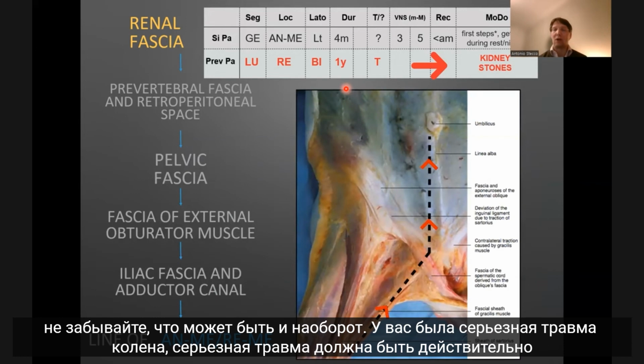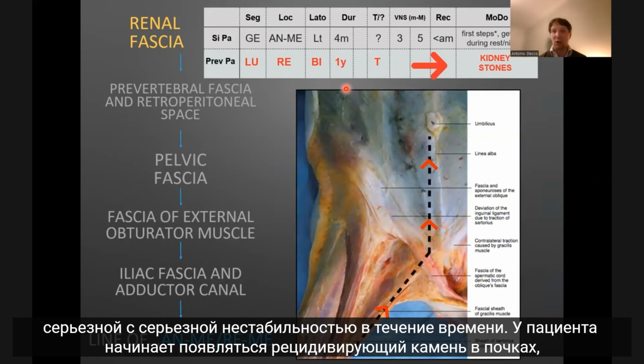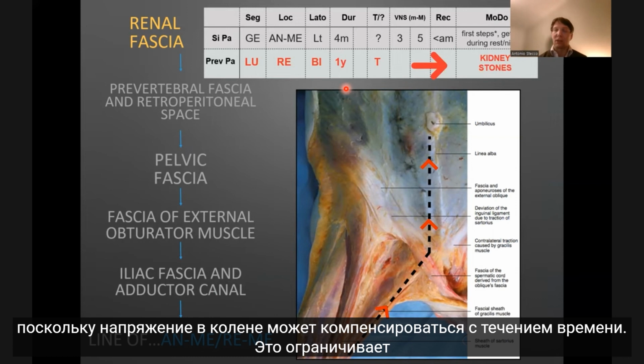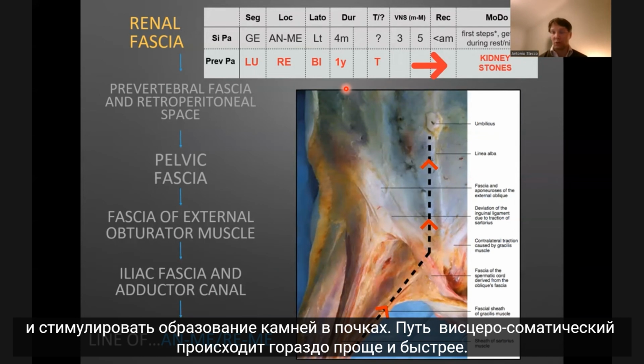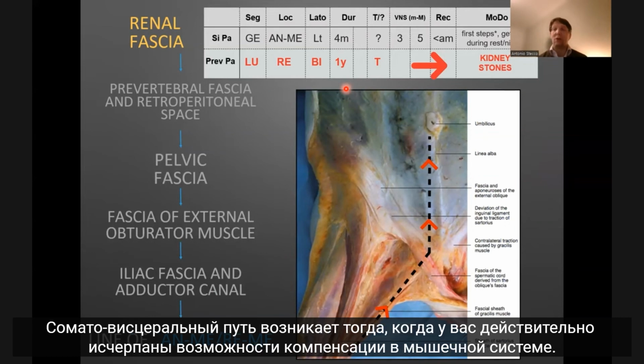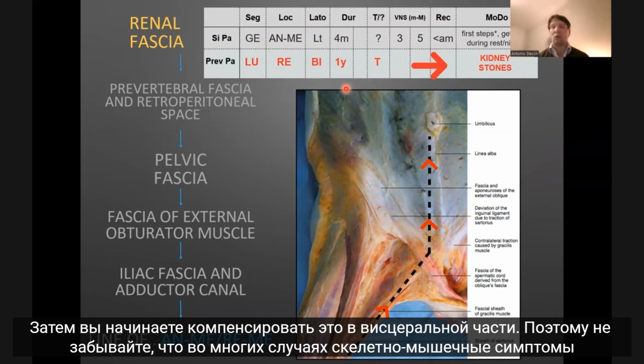You had a major trauma in the knee, really major, with a major instability, and over time the patient starts to have recurrent kidney stones. Because the tension from the knee can compensate over time above, it limits the mobility of the kidney, so the sand can be retained in the kidney and stimulate the production of kidney stones. So the viscerosomatic way is much faster. Somatovisceral is when you have already run out of the possibility to compensate in the musculoskeletal system, then you start to compensate in the visceral part.